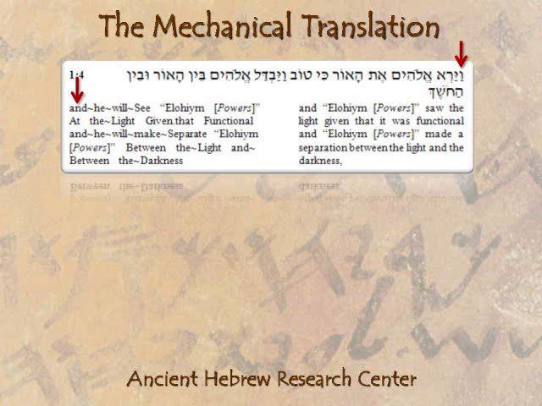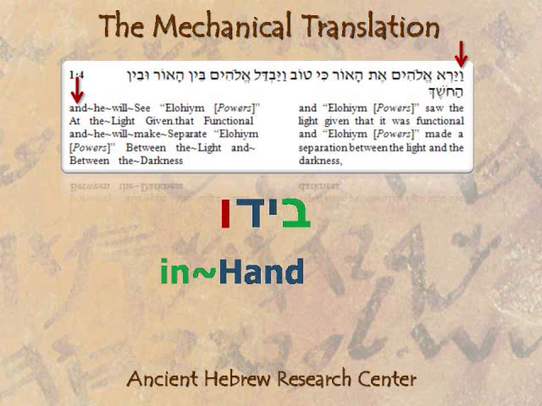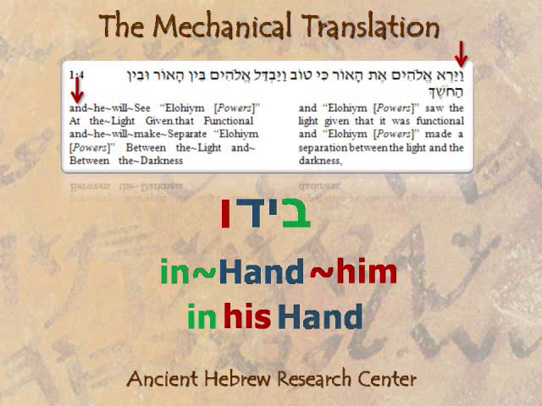To give you an example of how the prefixes and suffixes are used in the mechanical translation, here is the Hebrew word yad, and that means hand. Now, if I attach the prefix ba and form the word bayad, then it means in hand. And then if I add the suffix o, then it would be in hand him. And then in English we would simply construct that as in his hand.